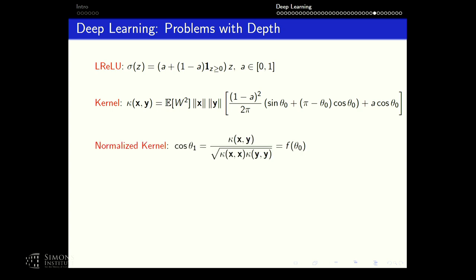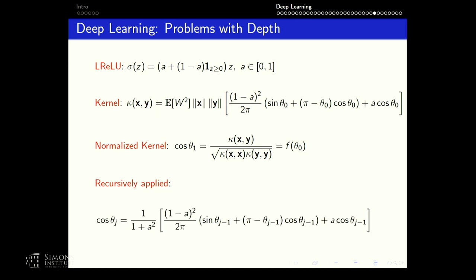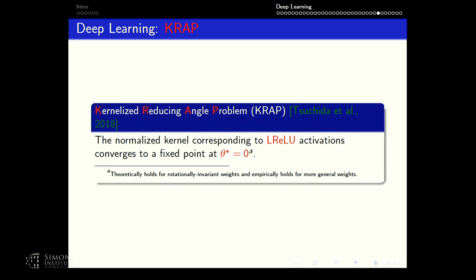And by the way, also look at the normalized kernel because I want to get rid of the magnitudes. I just want to look at angles. And I can recursively apply this kernel, and at every layer, I can relate the angle at that layer, as measured by the Euclidean norm, to the next one. If I do this repeatedly, this is the result that was interesting to me, because what it says is that, for example, in a leaky ReLU, or ReLU as a special case of it, this angle between the inputs converges to zero as measured by this kernel.